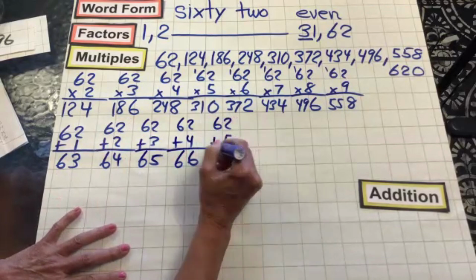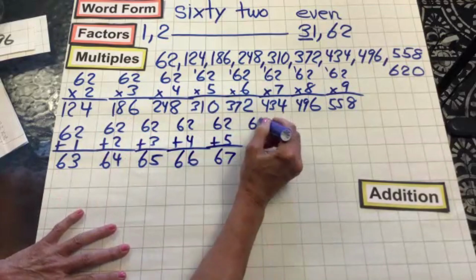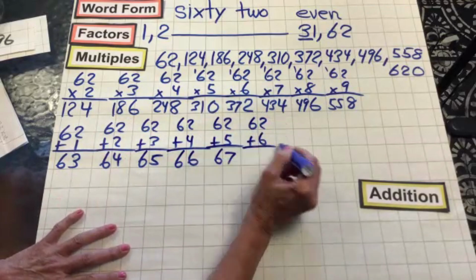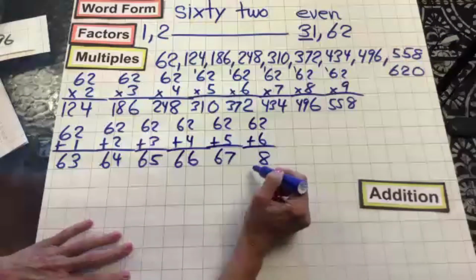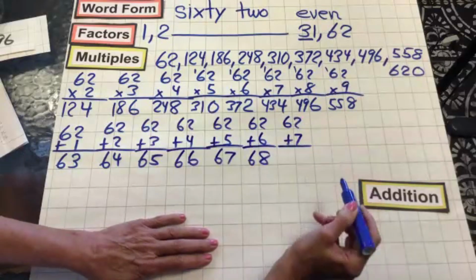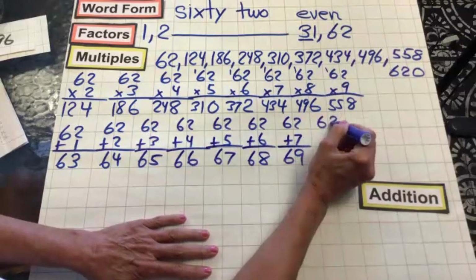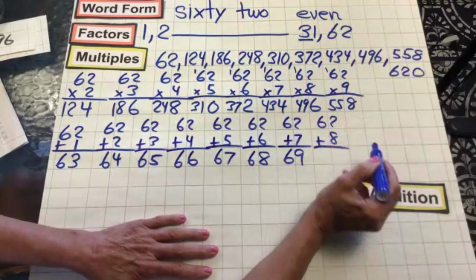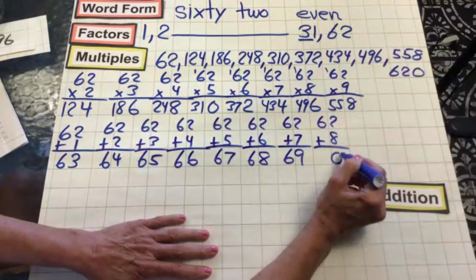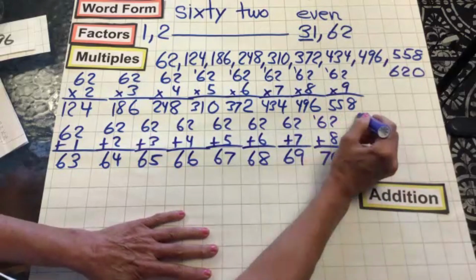62 plus 5. 2 plus 5 is 7. 62 plus 6. 2 plus 6 is 8. 62 plus 7. 2 plus 7 is 9. 6 plus nothing is 6 each time. 62 plus 8. 2 plus 8 is 10. Drop the 0, carry the 1. 1 plus 6 is 7.